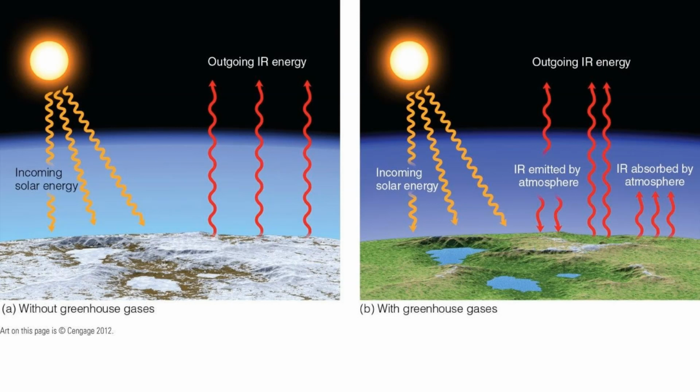One of the big things you want to recognize is that incoming solar radiation is going to be in the UV wavelength. And that UV wavelength is going to be transformed once it reaches the Earth's surface. It's going to heat up the Earth's surface, and then the surface is going to release infrared or heat energy.